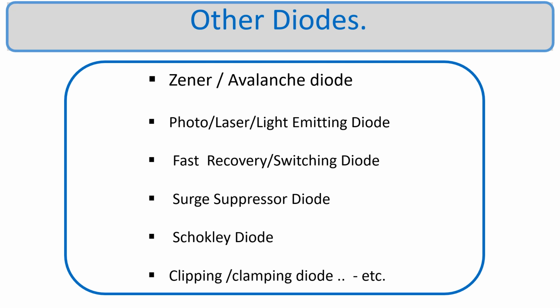Junctions created with different materials and characteristics result in formation of wide range of diodes. These devices sensitive to input parameters like electrical, light, temperature etc., realize different functionalities. Some of the other devices are photodiode, light-emitting diode, surge suppression diode, fast recovery diode, laser diode, Shockley diode, clipping, clamping diodes, and so on.